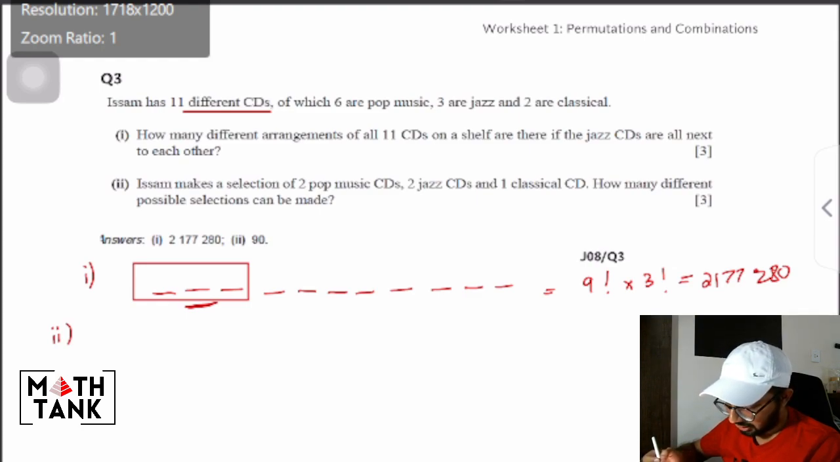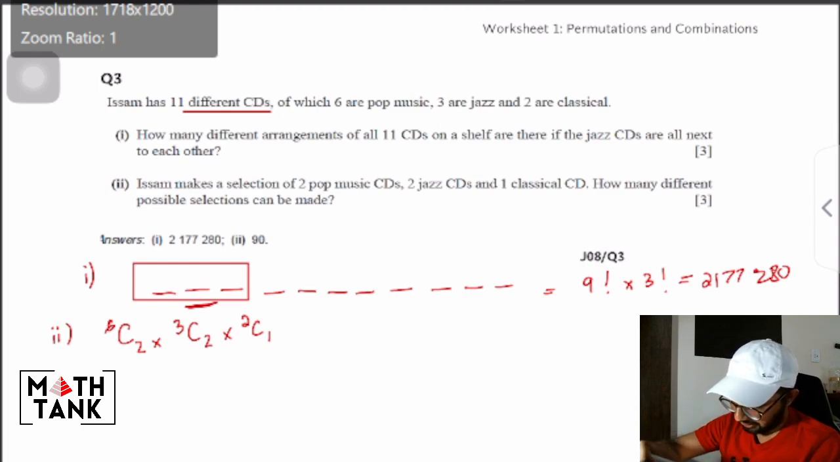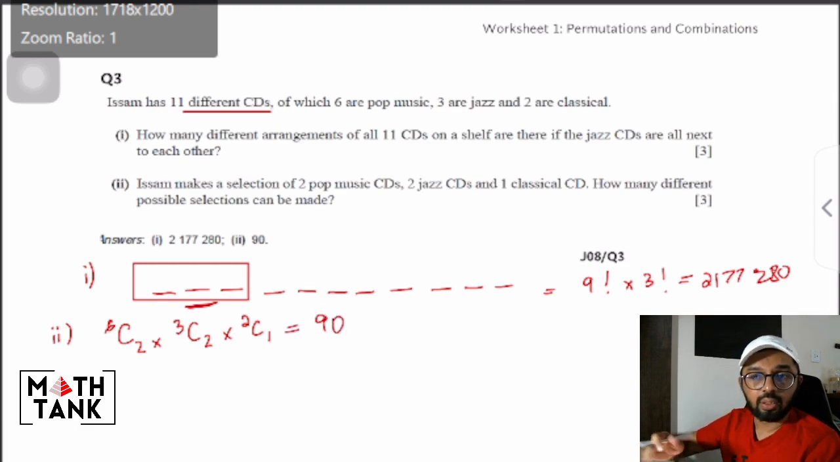I think 2 pop music CDs. So 6C2, and then 3C2, and then 2C1. Okay, that should give me the correct answer, hopefully. Into 3 into 2. Yeah, 90. Okay, so that's quickly through 3 questions.